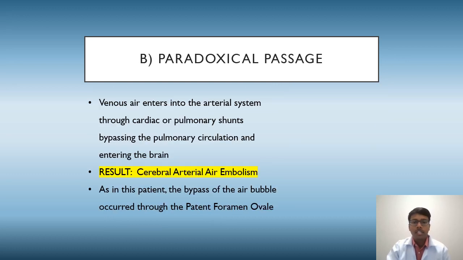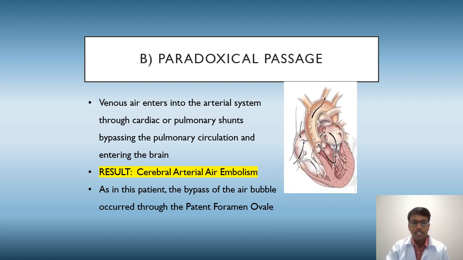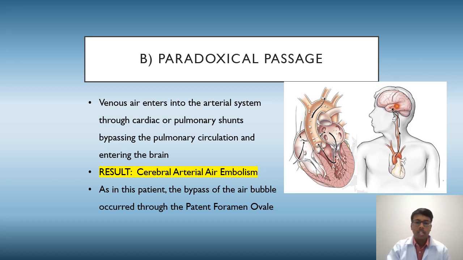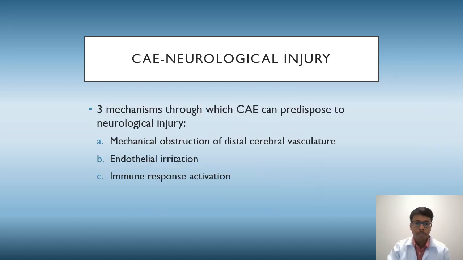The other mechanism, which is paradoxical passage, shows the venous air enters into the arterial system through cardiac or pulmonary shunts like this, bypassing the pulmonary circulation and entering into the brain. This results in cerebral arterial air embolism. As in this patient that we are discussing, the bypass of the air bubble occurred through the patent foramen ovale, which is found on the TE.